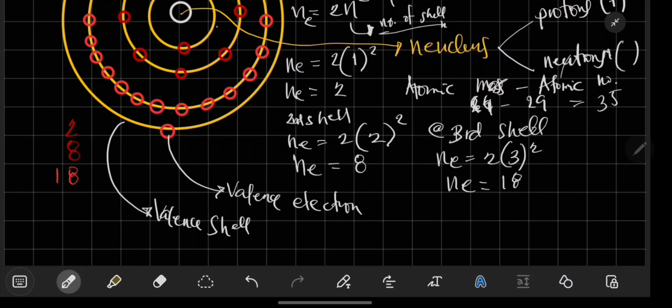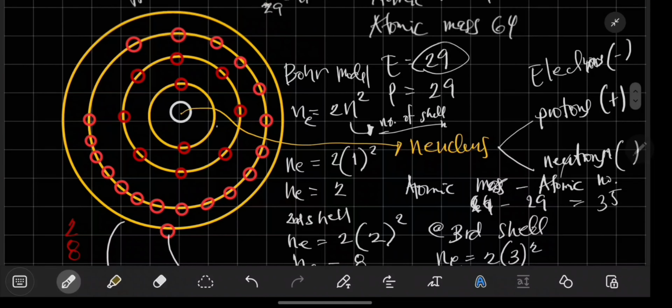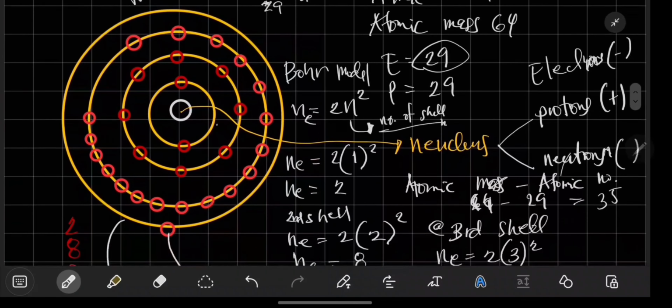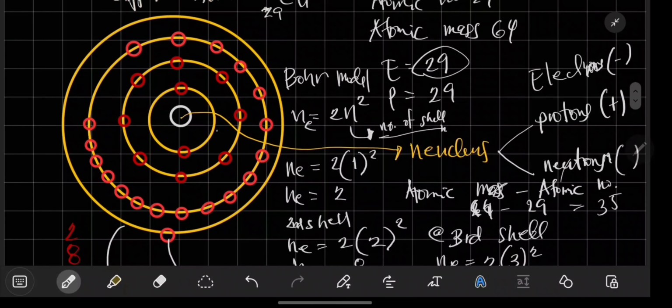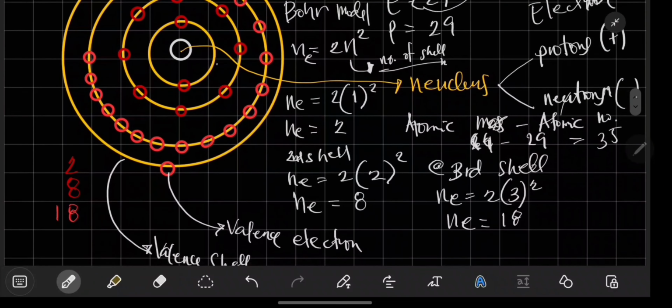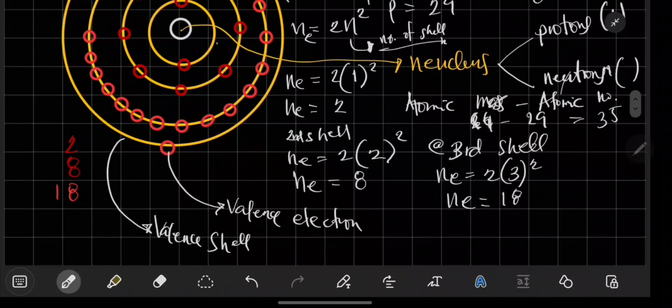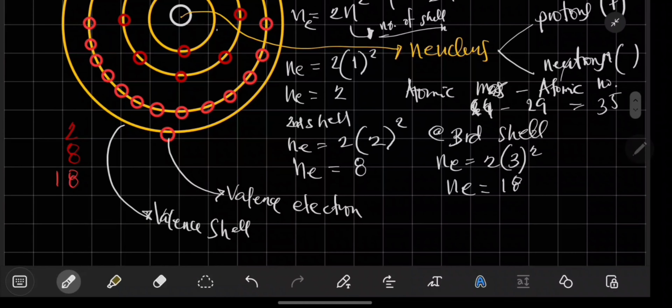Okay, so this is the complete structure of the copper atom, the atomic structure of the copper atom. Okay, so what is the importance of this? So ito kasi yung magpa-determine kung ano ba yung classification ng isang material o ng isang atom na yon. Kung yan ba ay isang insulator, conductor, or semiconductor.